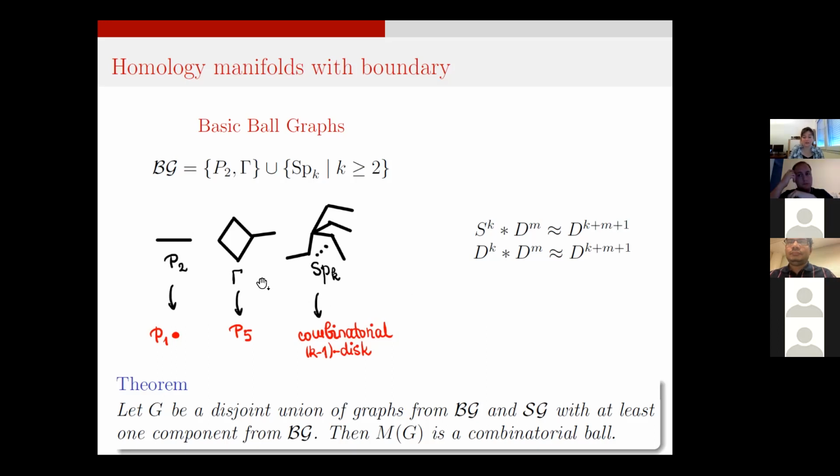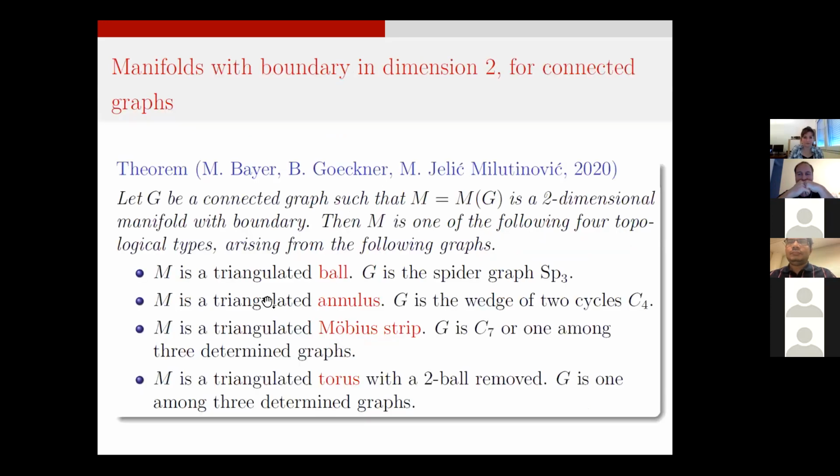And well, we would like to prove that combinatorial balls are everything we can get. But in dimension 2, some really weird things happen. We get four topological types: ball, annulus, Mobius strip, and torus. I wouldn't read this definition. I just stated it in case someone is interested in details, but there are several classes of graphs that give them. There are several unusual graphs, and that's it.